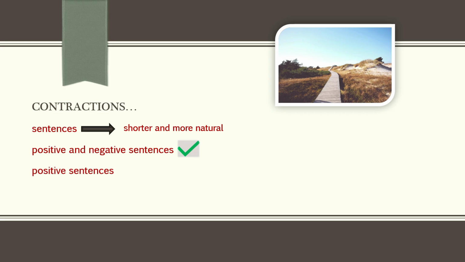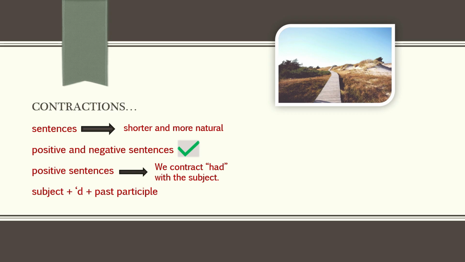In positive sentences, we sometimes contract had with the subject. The structure is a subject plus apostrophe D plus the past participle. Look at this example. She had finished her homework can be contracted to she'd finished her homework. The contraction apostrophe D replaces had in positive past perfect sentences.